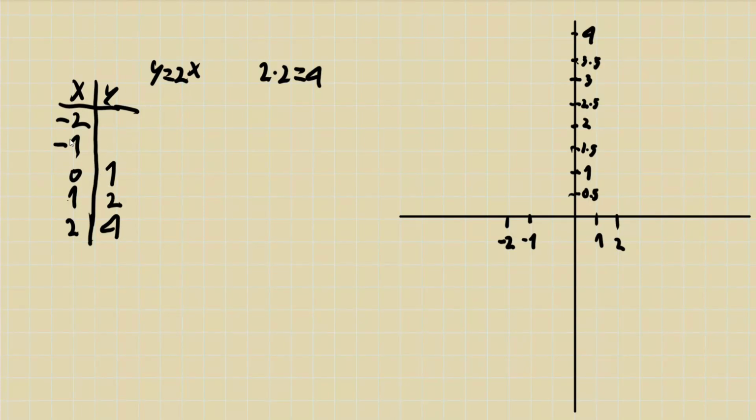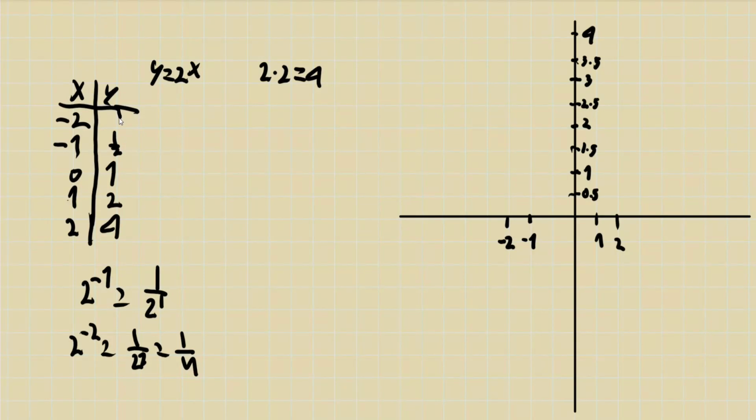All right. What about 2 to the power of negative 1? Well, 2 to the power of negative 1 is equal to 1 over 2 to the power of 1, right? So this will be just 1/2. And then when it's 2 to the power of negative 2, we have 1 over 2 to the power of 2, which equals 1/4. There we go, 1/4.